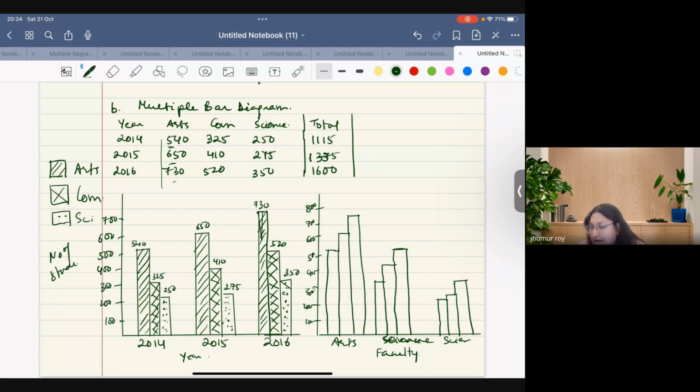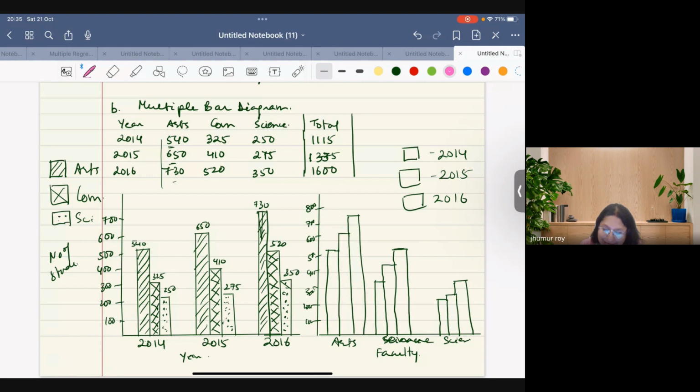Now in the second graph, again, it is not clear what you are doing. So let me use a little bit of color here. Suppose I say that the first thing that I want to show is 2014. The second bar is for 2015 and the third bar is for 2016. Are you clear? So in the first diagram, we have taken arts, commerce, and science. In this, we are saying for the 3 years, how we are going to draw it.